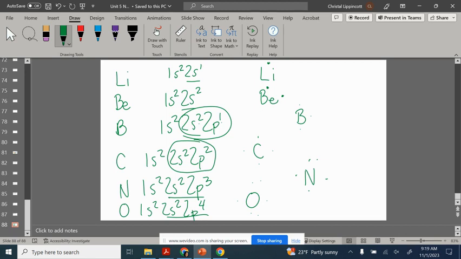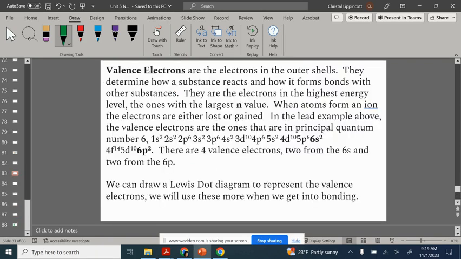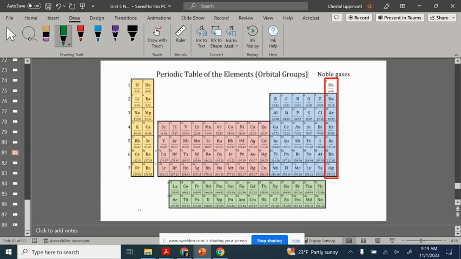So like I said, if you just count the columns that they're in, this is 1. Anything in here is going to have 1 valence electron. Anything here will have 2 valence electrons. Anything here will have 3, 4, 5, 6, 7, 8, except for helium. Helium only has 2, because remember, helium, when we're doing these electron configurations, is over here.